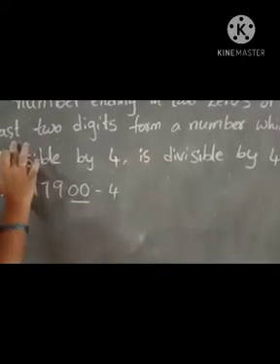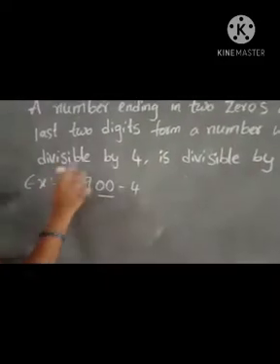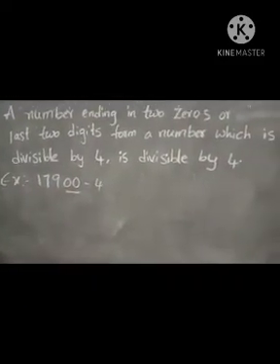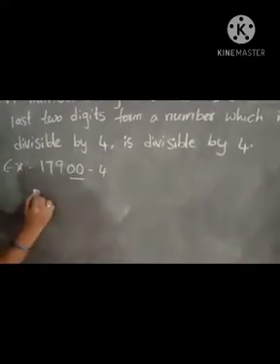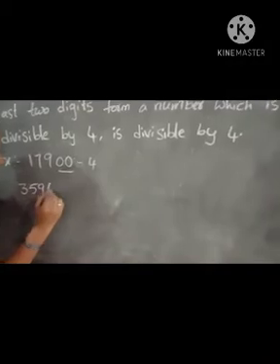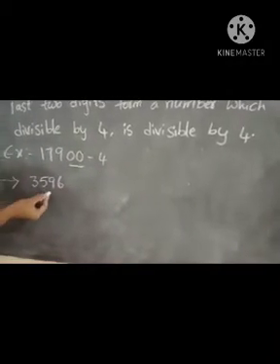And next, see, the last two digits form a number which is divisible by 4. Last two digits. Again we have to take one more example. See the example. 3, 5, 9, 6. Okay. This is the example children. Last two digits.